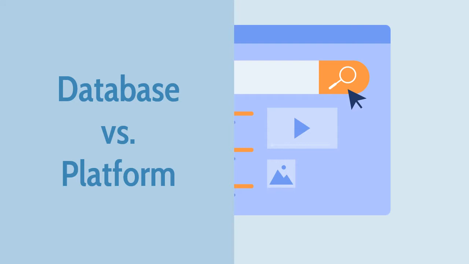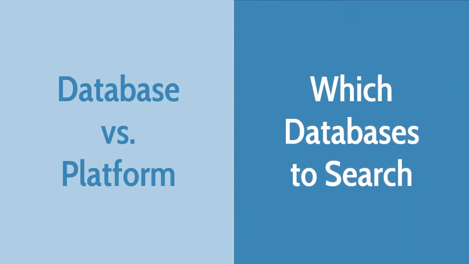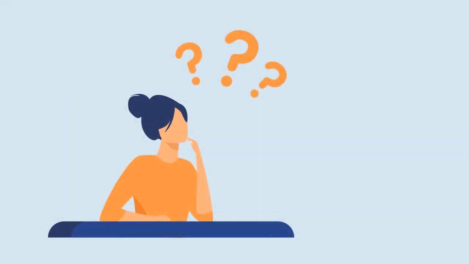You'll also learn how to select resources that are most likely to have information relevant to your topic, and where to find these resources on the library's website. When searching for scholarly literature, you may hear the terms database and platform used interchangeably to describe the thing you use to search for articles, but there is a difference between them.